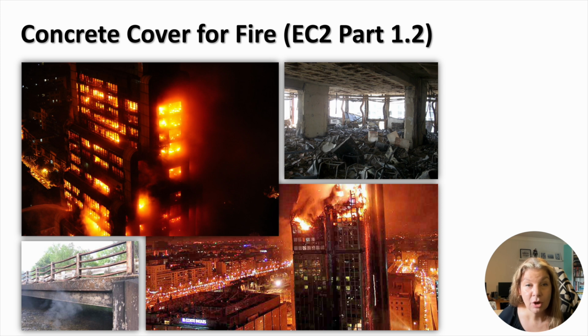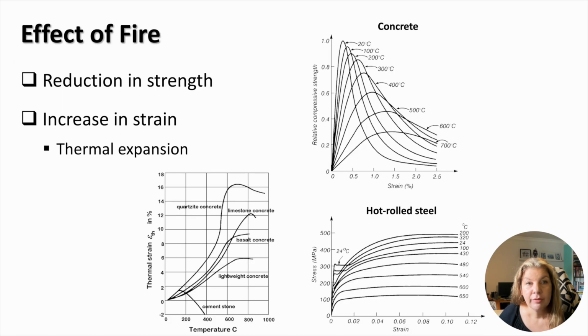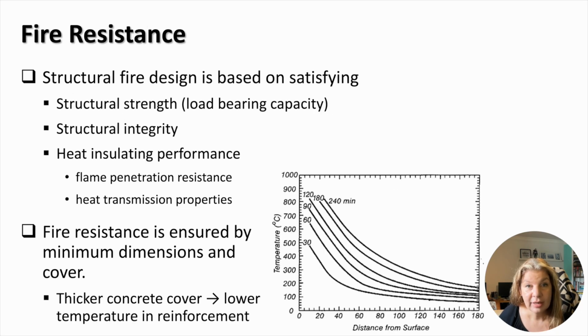As we discussed before, the concrete cover also protects the reinforcing steel from elevated temperatures caused by fire. Fire results in a dramatic increase in temperature of structures. Mechanical properties of concrete, and especially steel, are affected by high temperatures. In these diagrams, you can see the detrimental effect of high temperature on strength and stiffness of these materials. Structural fire design is based on satisfying several conditions for a defined period of exposure to fire. These conditions include structural strength and integrity, and heat insulating performance. The heat insulating performance depends on the flame penetration resistance and heat transmission properties of a structural material.